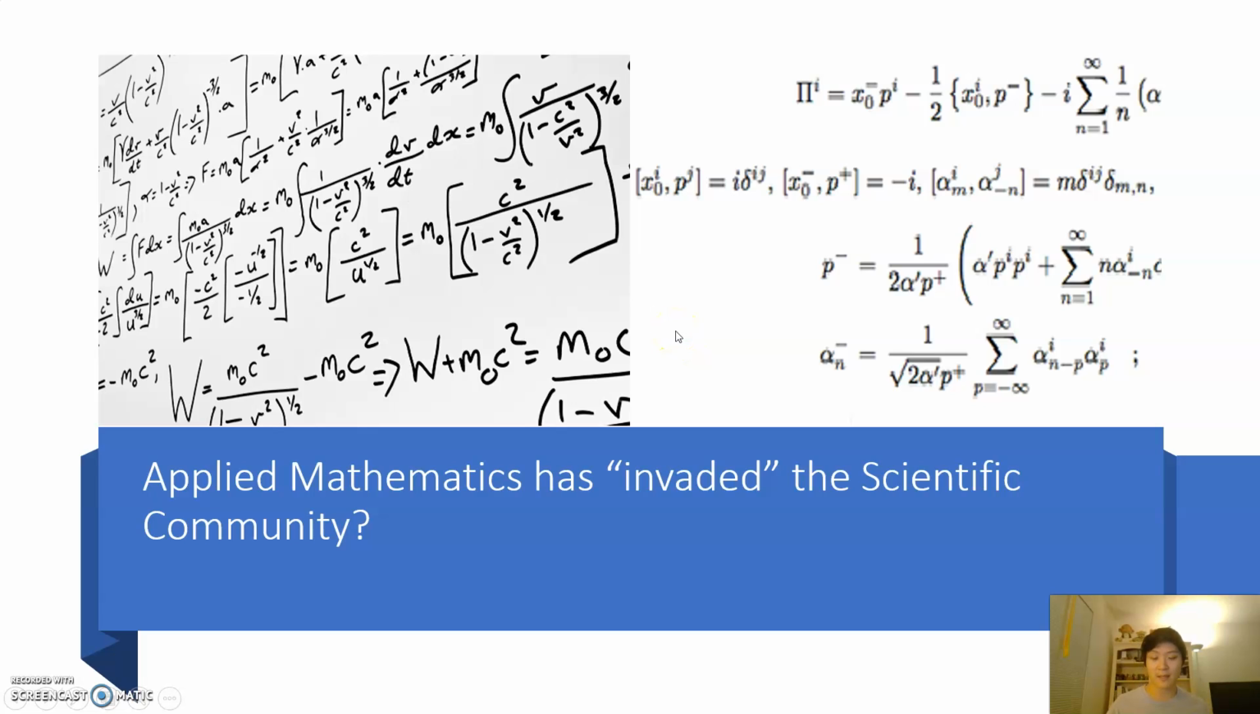Now, finally, has applied mathematics invaded the scientific community? Well, an individual known as Batterman, in his article on the explanatory role of mathematics in empirical science from the British Journal for the Philosophy of Science, believes that yes, indeed, applied mathematics has invaded the scientific community for worse. On the left and on the right, I have two very well-known theories. On the left, I have general relativity, and on the right, I have string theory. And they are both represented purely mathematically. Batterman argues that such a standard of representing scientific theories purely mathematically is indeed a problem.